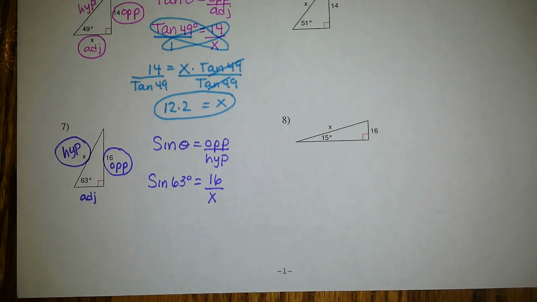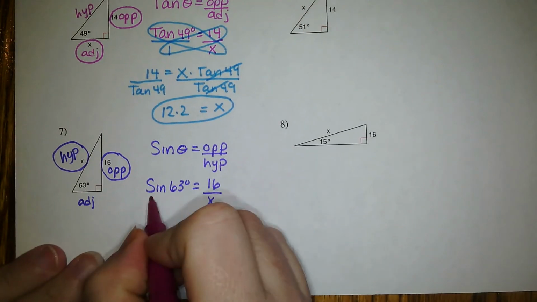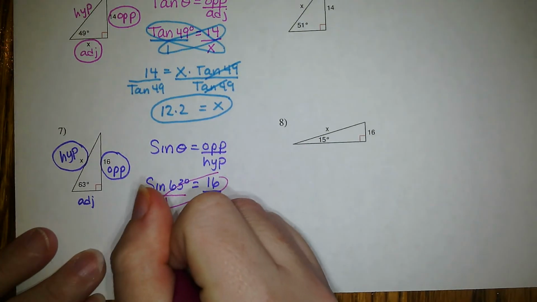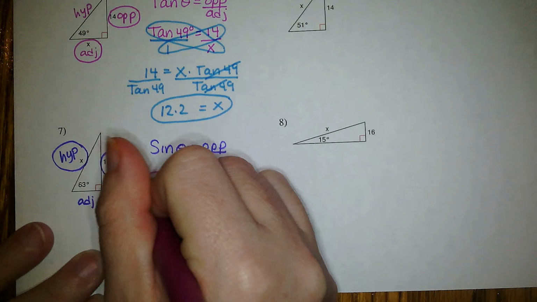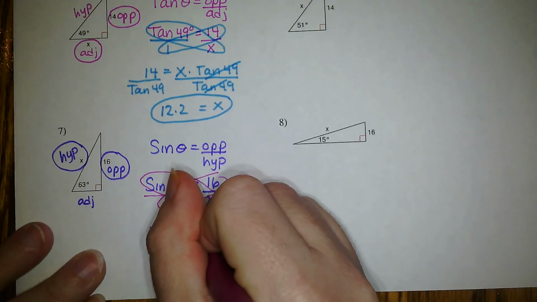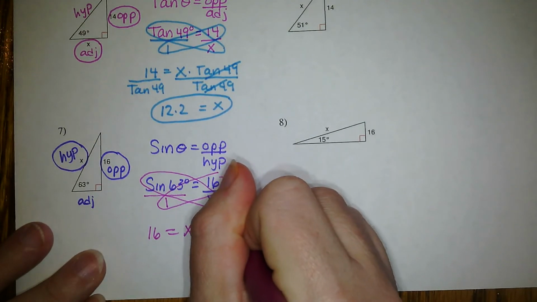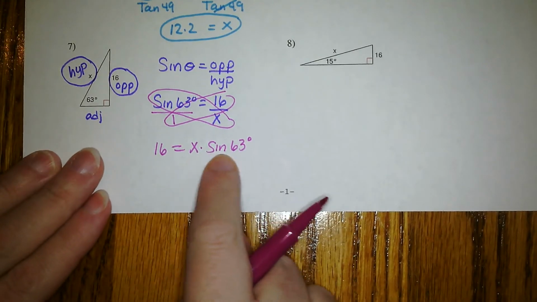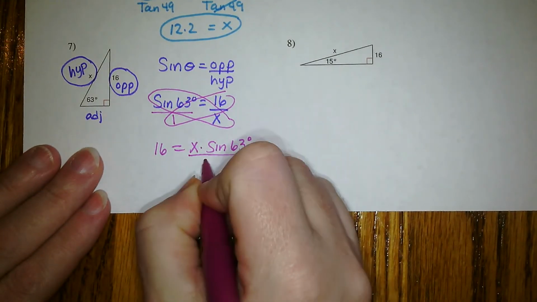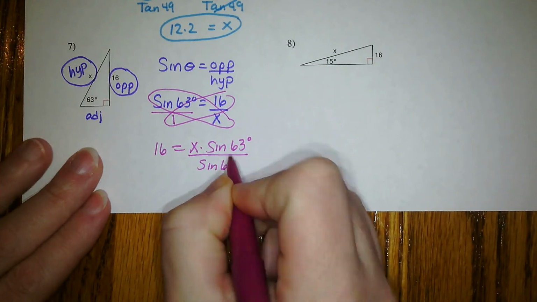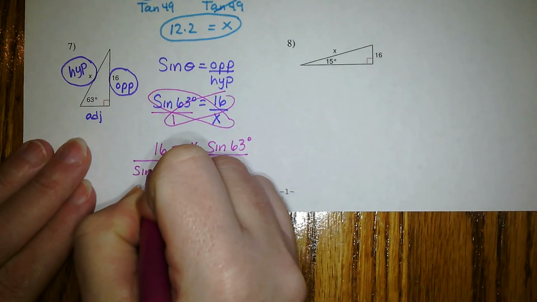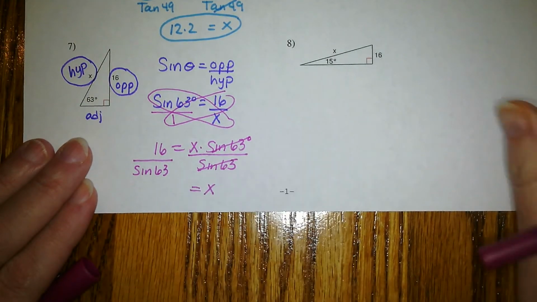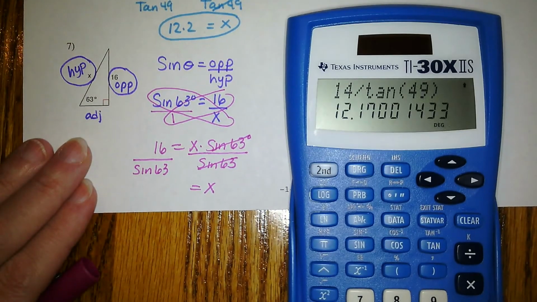Then we're going to cross multiply and solve. So we're going to put this over 1. I'm going to do 1 times 16 is 16. And I'm going to do x times the sine of 63. And then because I'm getting x by itself, I got to do the opposite of multiply, which is divide. These cancel. I get x equals, and I'm at my calculator.